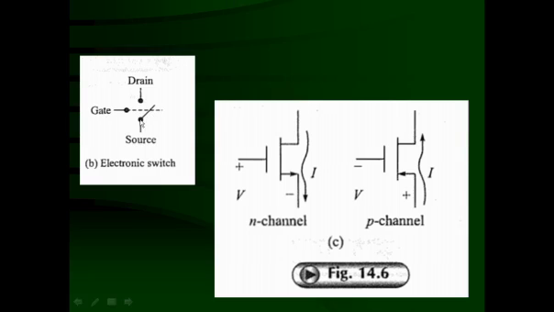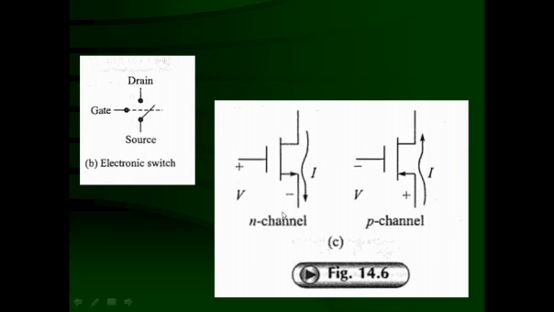It will work as an electronic switch. When the gate voltage is 0, the drain and source are open, the switch is open. When the gate voltage is VDD, then the switch is closed. So this way it will work as an inverter.